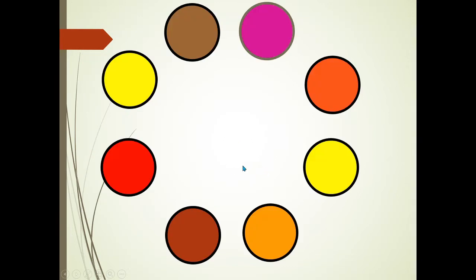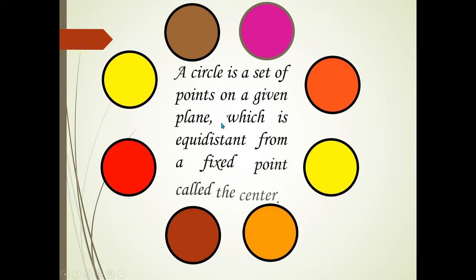So, ano nga ba talaga ang circle? So, a circle is a set of points on a given plane which is equidistant from a fixed point called the center. So, sabi nga, ang circle lamang ang merong center. So, marami tayong nakikitang circles sa paligid-ligid like yung ating watch, yung ating mga wall clock, diba? So, yung ating mga coins and others. Kaya, there's so many practical applications of circles.